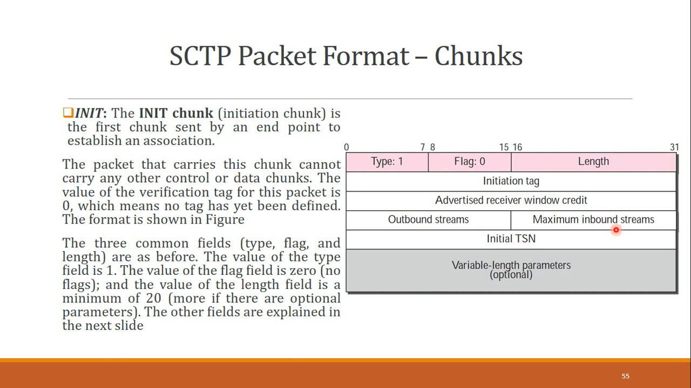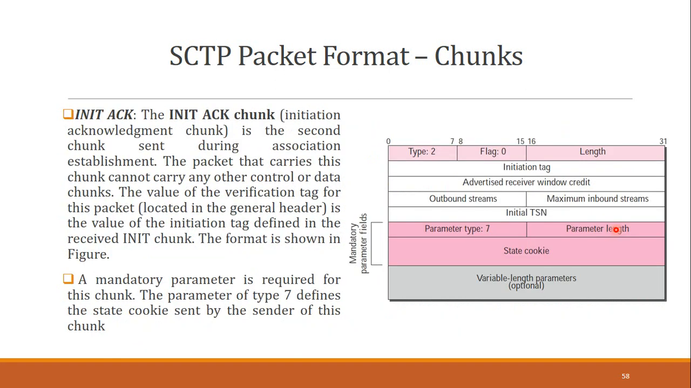Now, variable length parameters. These optional parameters may be added to the init chunk to define the IP address of the sending endpoint, the number of IP addresses the endpoint can support, that is known as multi-homing, the preservation of the cookie state, the type of addresses, and support of explicit congestion notification, that is known as ECN. To give you a gist, no other chunk can be carried in a packet that carries an init chunk. Then we have the init acknowledgement.